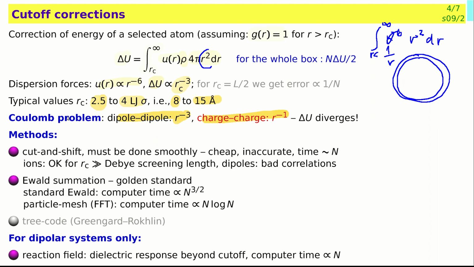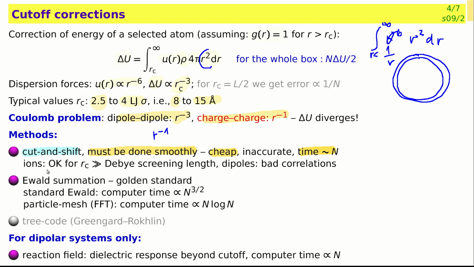with very long distance. Okay, still it is possible under certain circumstances to use cut and shift potential also for the Coulomb forces, which behave as r to minus 1, better said Coulomb energy, forces r to minus 2. But it must be done very smoothly. It is a very cheap method, but quite inaccurate. But the computer time scales with the number of charges in the system.